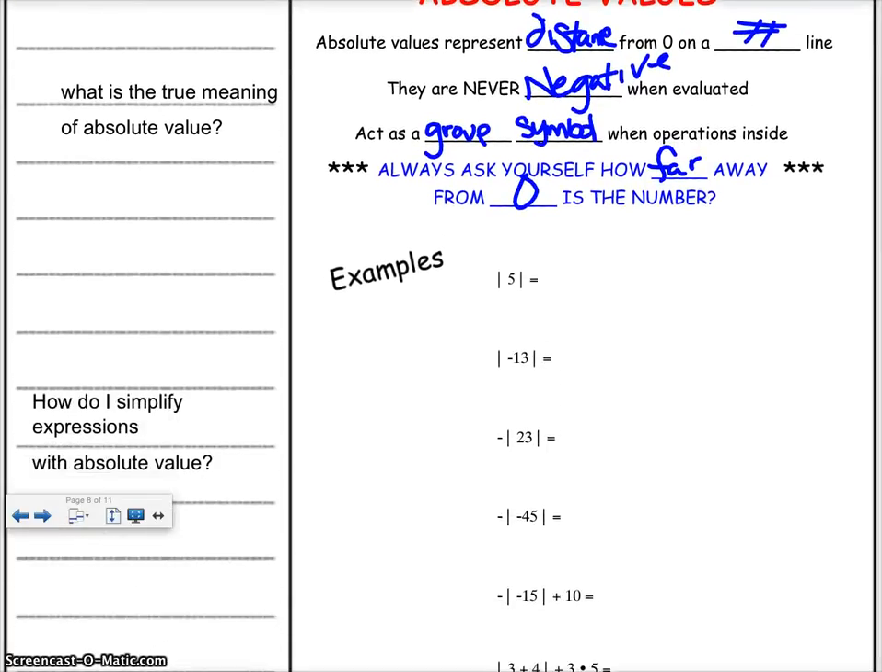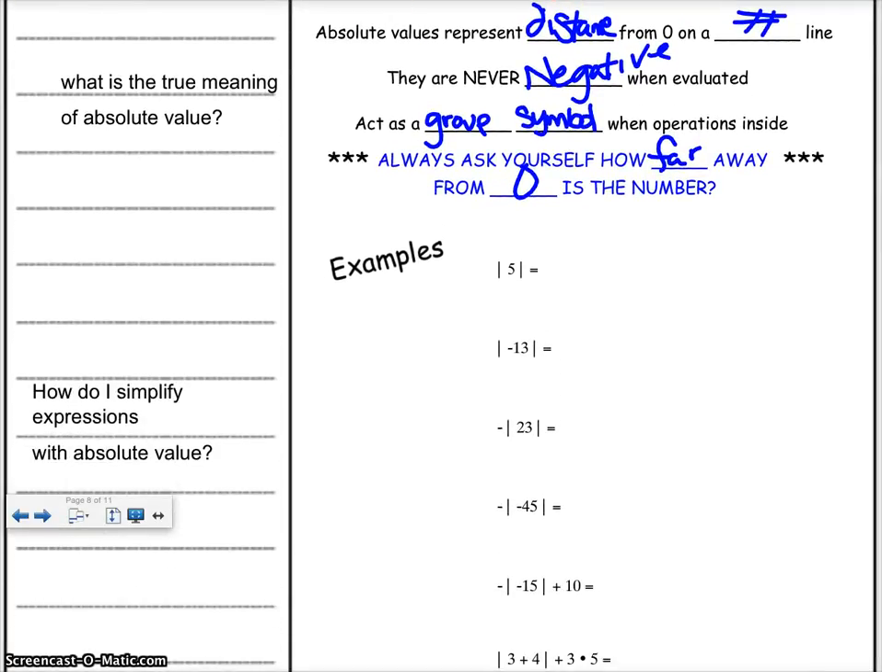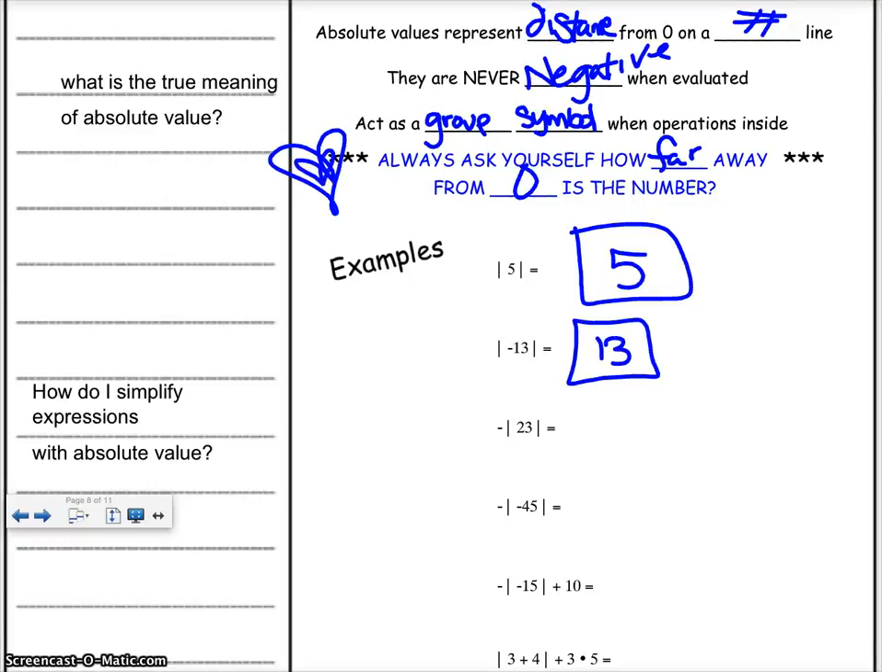So, the absolute value of 5. How far away is 5 from 0? 5. That's the final answer. The absolute value of negative 13. How far away is negative 13 from 0? 13. Yeah. Do you see how I am doing exactly what I wrote down? Always ask yourself, how far from 0?